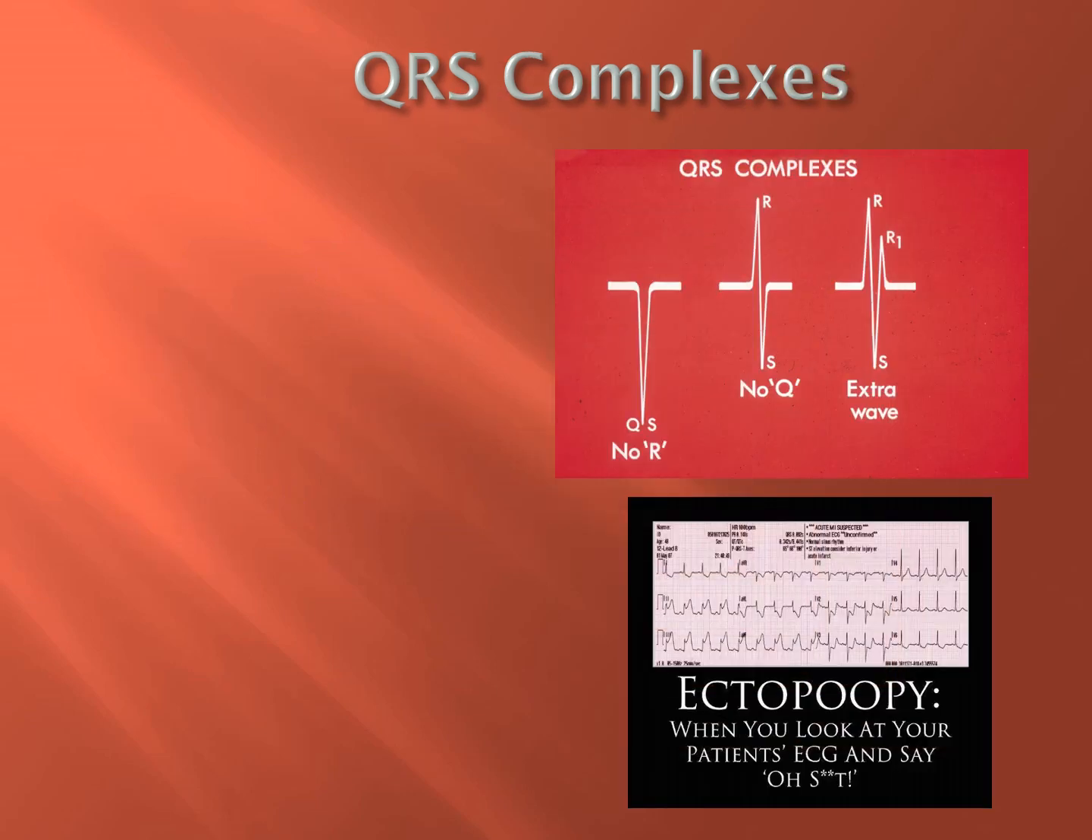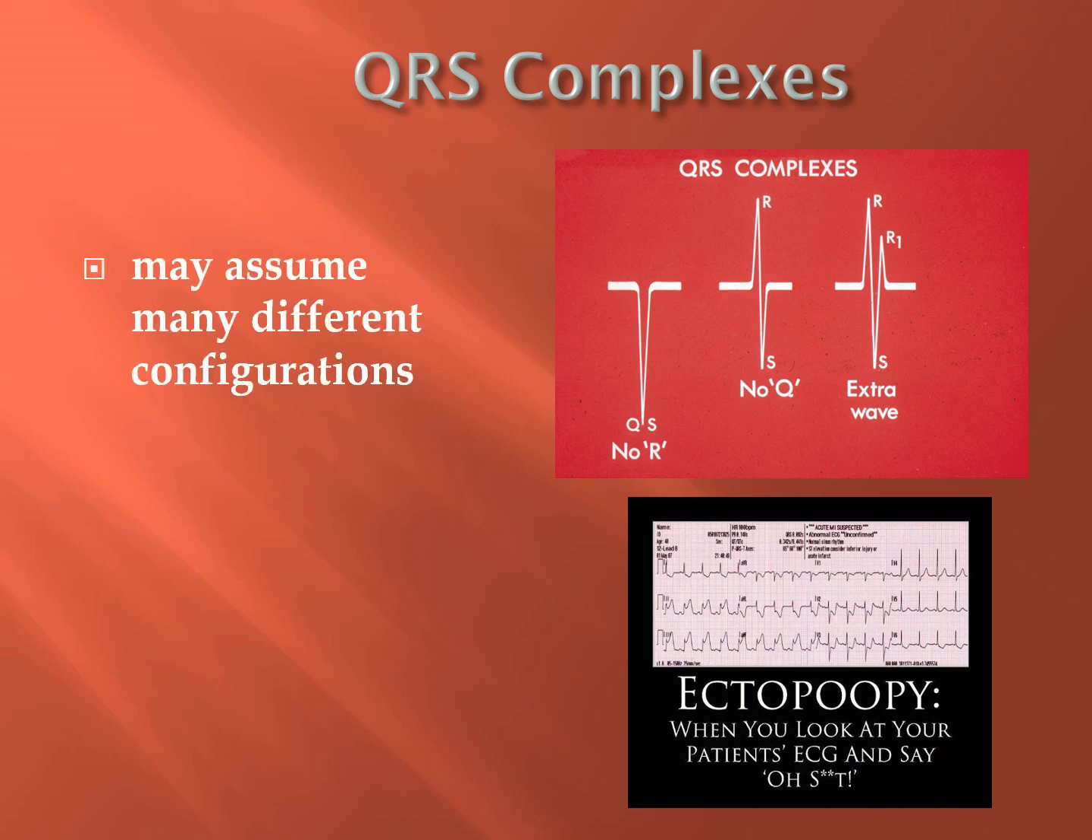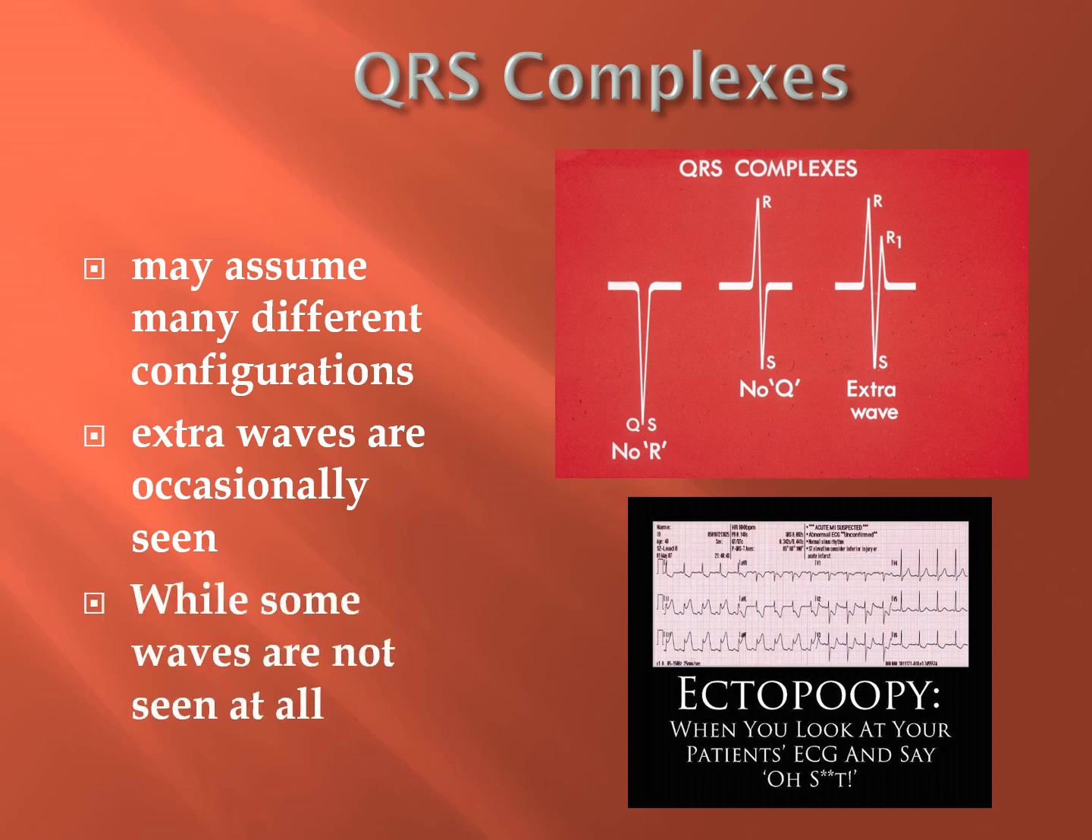So when we're looking at the QRS complex, we may assume many different configurations depending on which lead you're looking at. Extra waves are occasionally seen here and there, while some waves are not seen at all, like we talked about with the Q wave before. So no Q wave, sometimes the Q and the S are there but you don't get a clear R wave, or there might be an extra wave depending on what's going on with the patient's cardiac activity. So regardless of configuration, it is still called the QRS complex.